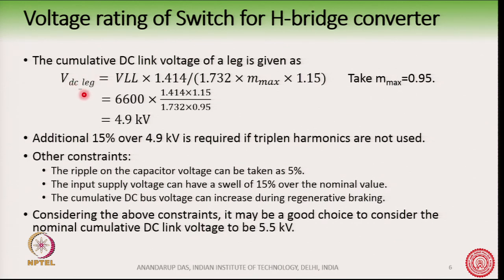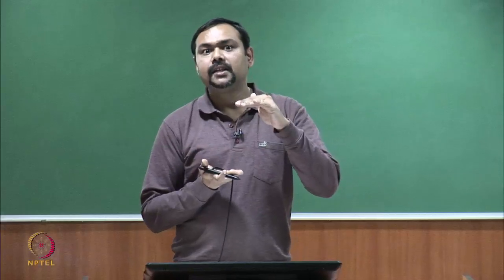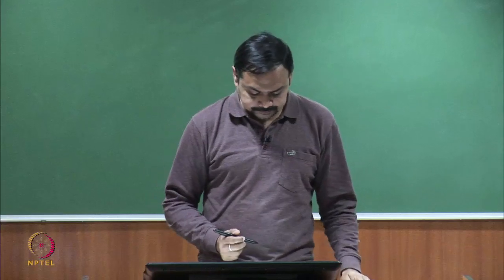So, VDC leg, the cumulative DC link voltage, is about 4.9 kV. If we do not use the third harmonic or the triplet harmonics, if we just use sinusoidal PWM, then we will need an additional 15% over 4.9 kV, that is 4.9 into 1.15 will be needed. Okay. So, this is the total DC link voltage, the sum of the DC link voltages of all the cells together.